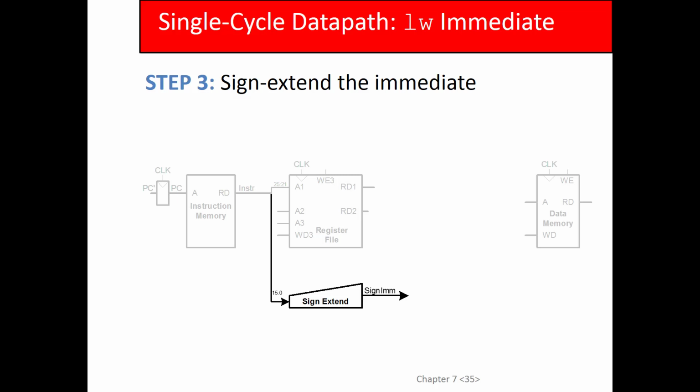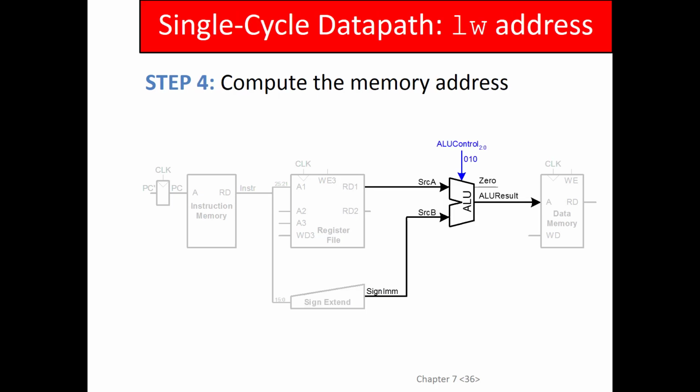Then I'm going to take bits 15 down to 0, that's the immediate field, and put that into a sign extender. You guys remember we talked about sign extending in chapter 5, right? That's when you take the sign bit and replicate it 16 times to convert this 16-bit value to a 32-bit value. So you should be able to tell already that this example is an I-type instruction.